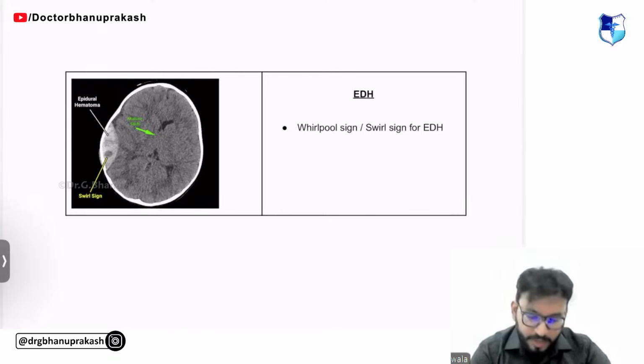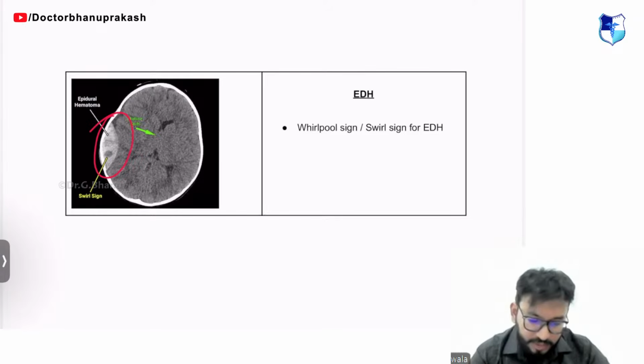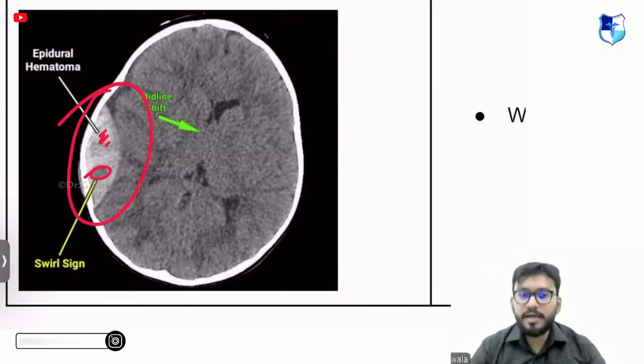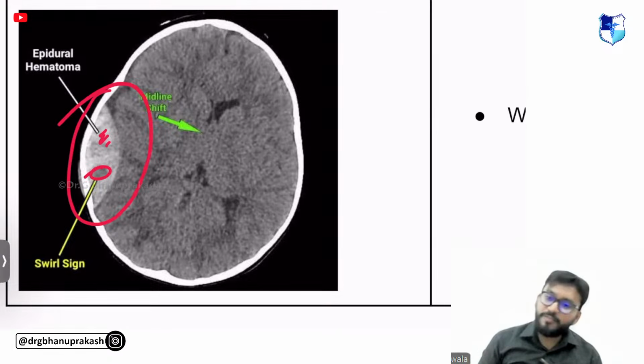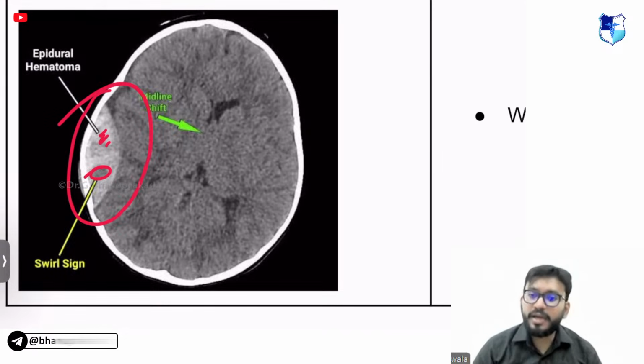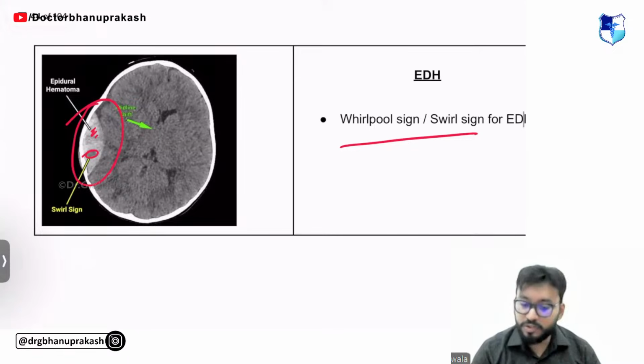In extradural hematoma, can you see this is biconvex? Yes, this is an extradural hematoma. If you look within the hematoma, you can see some white areas and you can see this black area. This black area is usually a sign of active bleed, meaning the vessel is still bleeding, the middle meningeal artery is still leaking. It is an active bleed, and this is usually known as the whirlpool sign or the swirl sign. Let's move on.